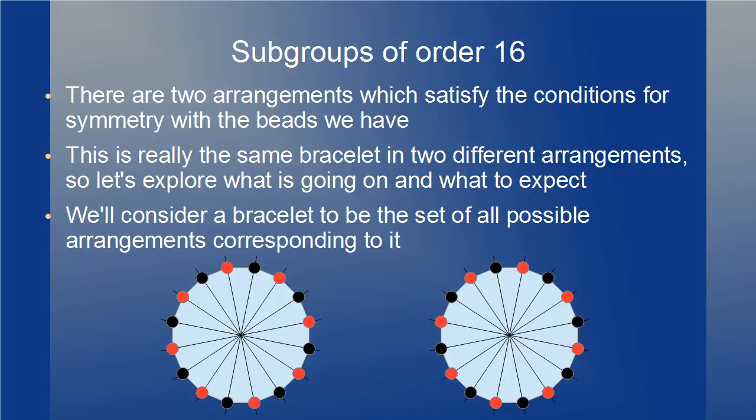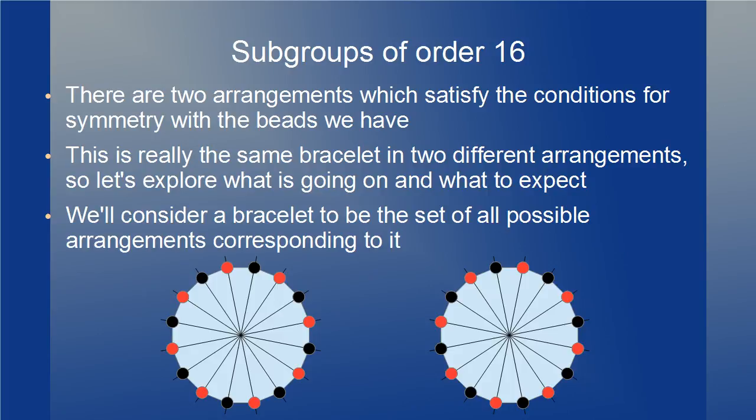Obviously this is the same bracelet in 2 different arrangements, so let's explore what's going on and see what to expect as things become more complicated later in the analysis. We can formalize the definition of a bracelet to be the set of all possible arrangements of beads corresponding to it. This subdivides the set of all arrangements of beads on the vertices, which is just an ordinary permutation, into equivalence classes consisting of all arrangements corresponding to a physical bracelet in all 32 of its orientations.